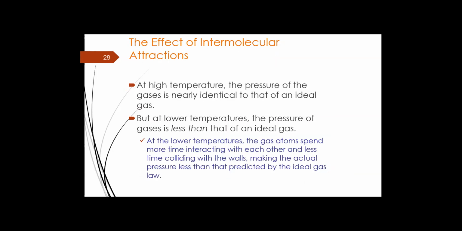On the other side, the high temperature and the low temperature, this has to do with the attractions between each other. At high temperature, the pressure of the gases is nearly identical to that of an ideal gas. But when we get to lower temperatures, the pressure of the gases becomes less than that of an ideal gas. This is because at lower temperatures, the gas atoms spend more time interacting with each other. That means they're spending time with each other more than they're colliding with the walls, and so this makes the actual pressure less than what we would have predicted.